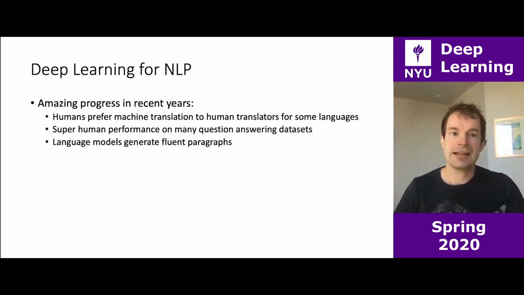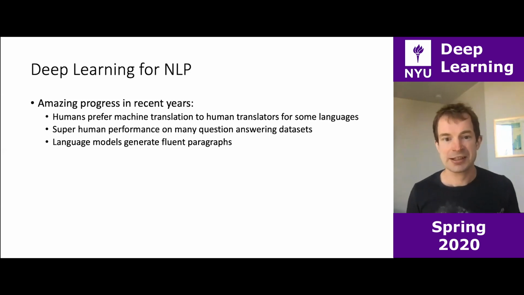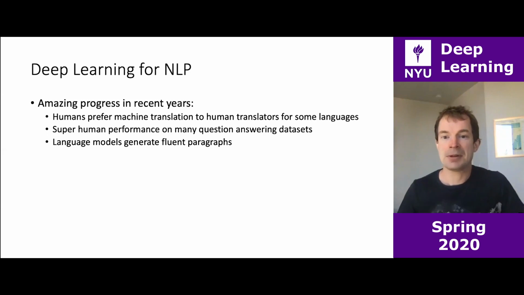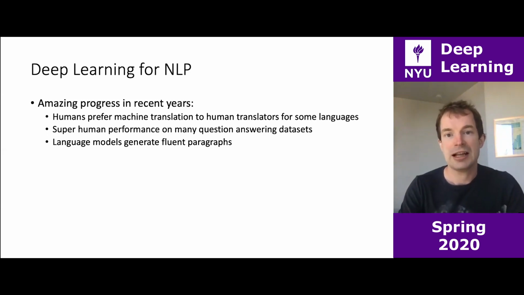These days, you can get machine translation systems which will produce translations which blind human raters prefer to ones produced by professional translators. You can make question answering systems that you ask a question given Wikipedia and they'll give you answers that are rated as more accurate than the ones that people will give you. And you can have language models that can generate several paragraphs of fluent text. For all of these things, if you'd asked me maybe 5 years ago, I'd have told you there's absolutely no way any of this is possible in 2020.